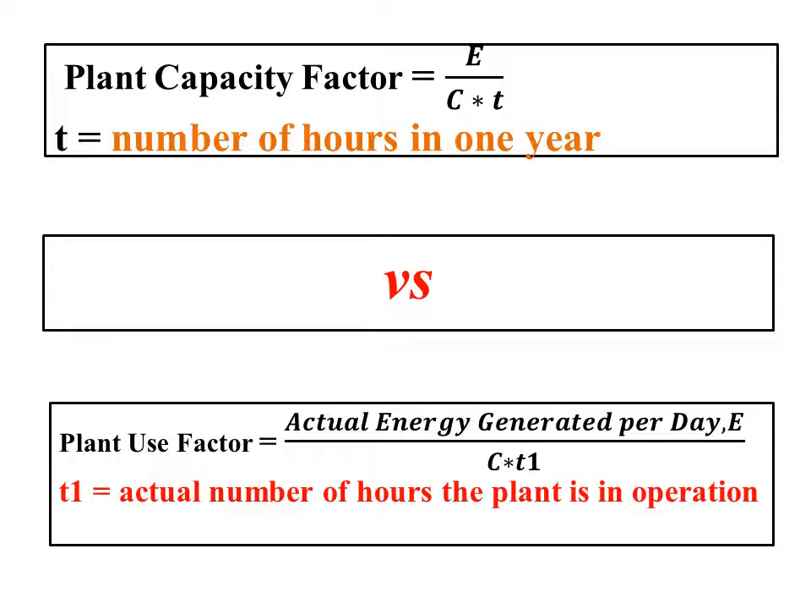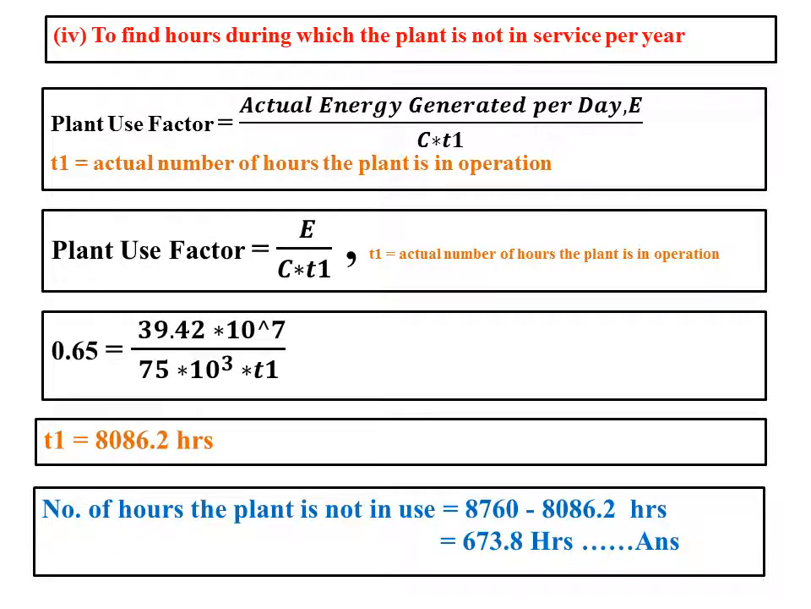So T minus T1. In the same way, to find out the actual number of hours when the plant is in operation, we will use the concept of plant use factor, that is capital E upon C T1. Use factor as per data is 65%. Capital E, that is actual energy generated, is 39.42 into 10 raised to 7. We have calculated the rated capacity, also 75 into 10 raised to 3, into T1. So from this formula we will get T1, that is 8086.